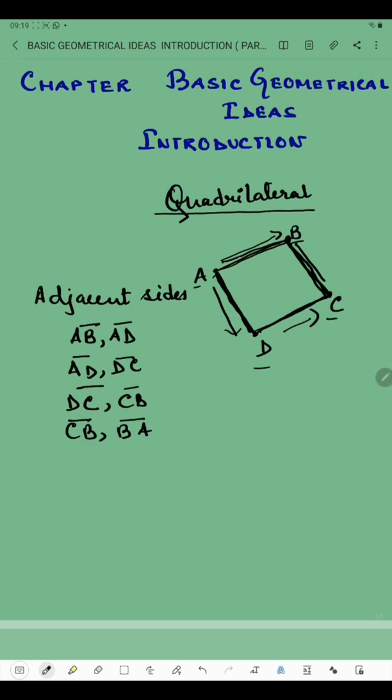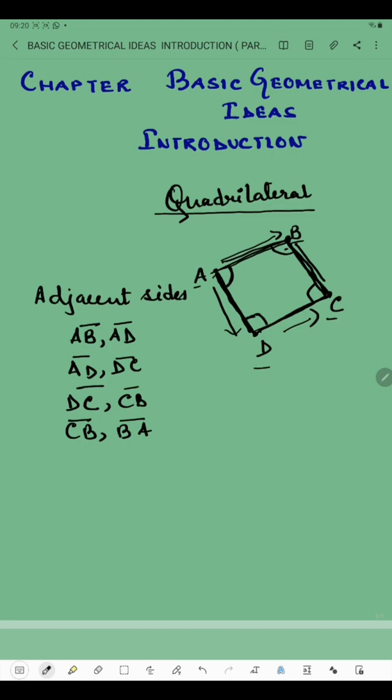Now what are the angles of a quadrilateral? See here, this AB and AD form this angle A. These two will form this angle D. D is formed here. Then C is another angle and B is another angle. So the four angles of a quadrilateral are A, B, C, D.